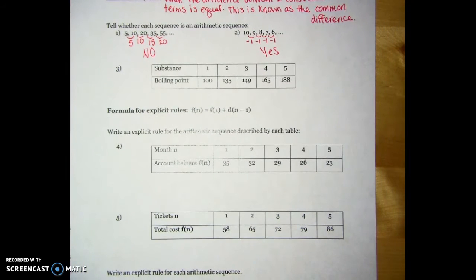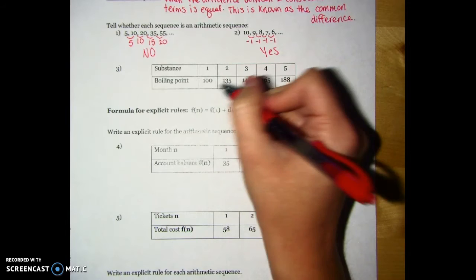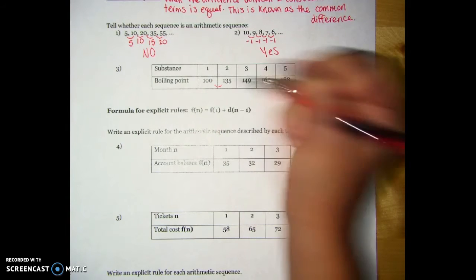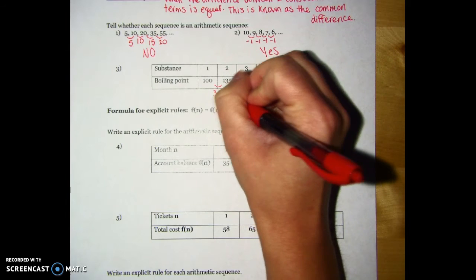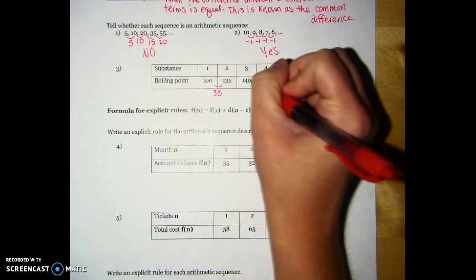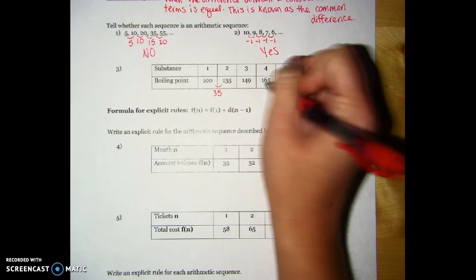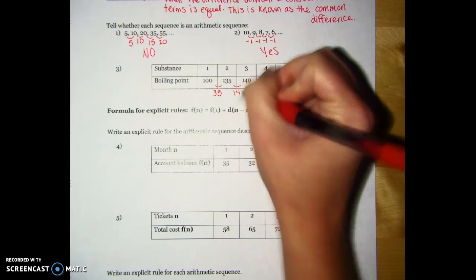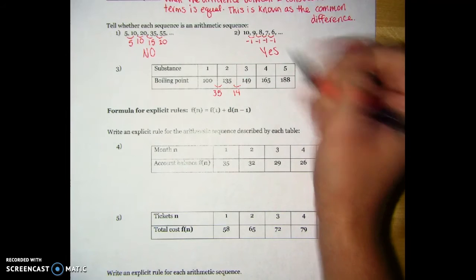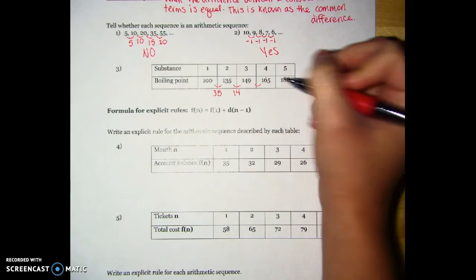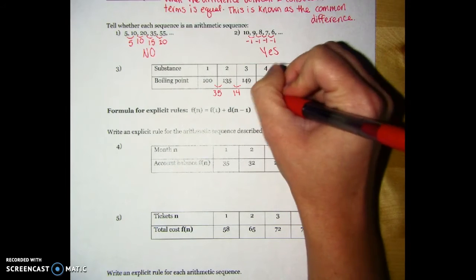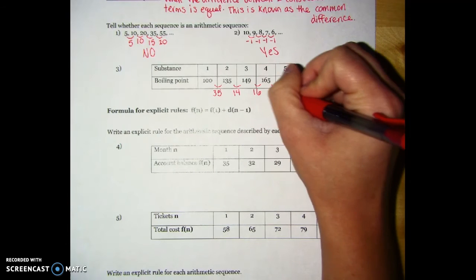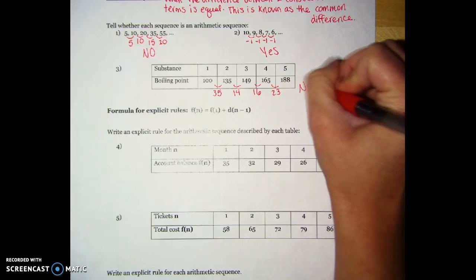Now we look at a table, and we just look at the y values of the output. So 135 minus 100, that's 35. 149 minus 135 is 14. I can already tell that this is not going to be an arithmetic sequence, but let's finish it out. 165 minus 149 is 16, and 188 minus 165 is 23. So this is a no.